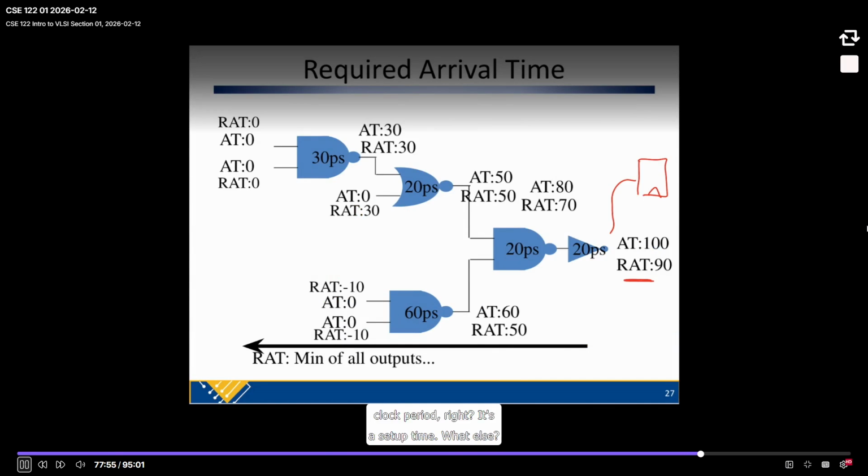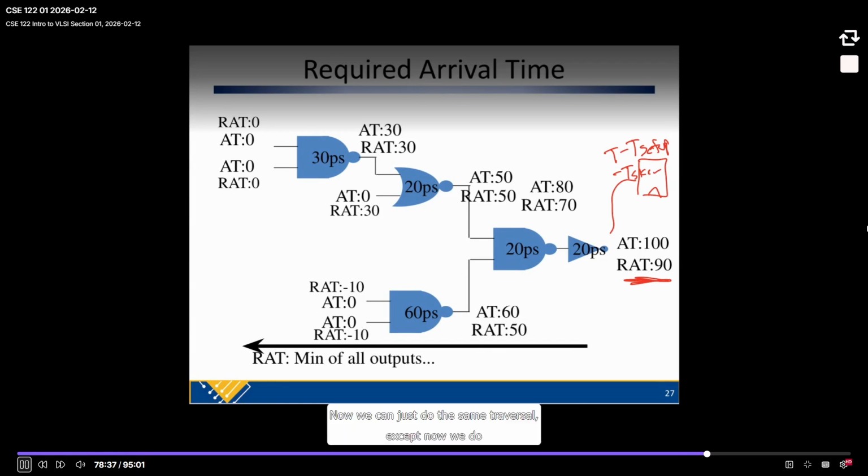It has to arrive after a clock period, right? It's a setup time. What else? A setup time early, possibly some skew, right? All the overhead stuff. That's actually what this required time will be: T minus T setup minus T skew, etc. But we can just cut it off and set it to this value. Or if it's going off chip, you might set it to some intended value depending on where it has to go.